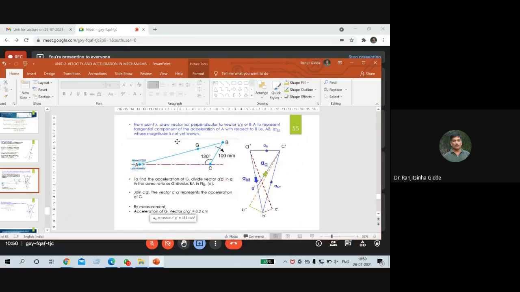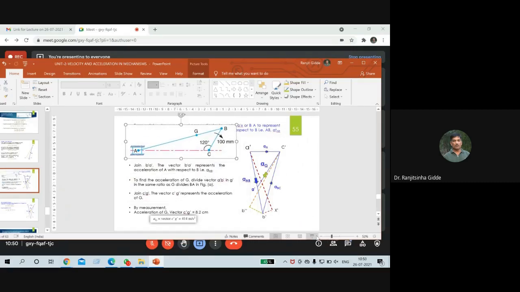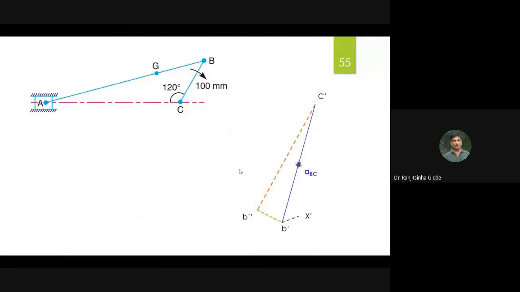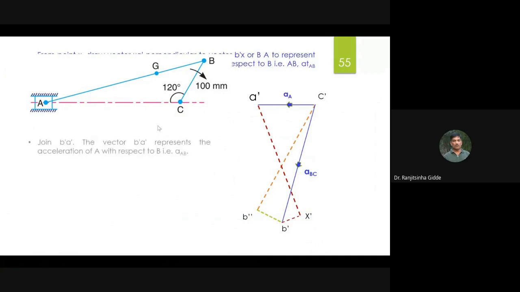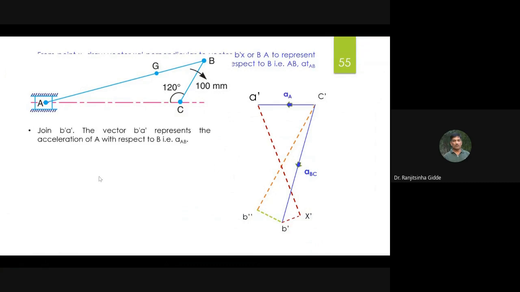okay, join B prime A prime, represents the acceleration of A with respect to B. Show this.